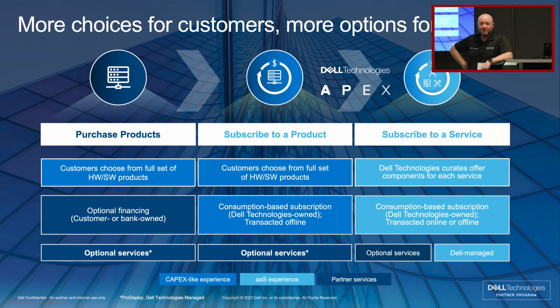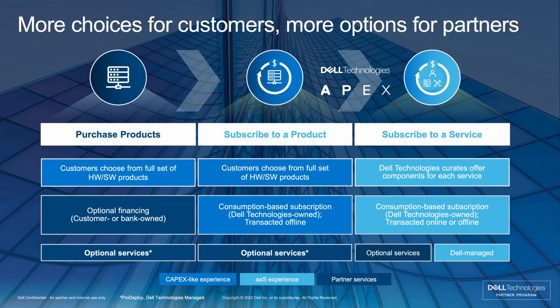What does that mean? Well, you can either purchase products through Apex, you can subscribe to products through Apex, you can even just subscribe to a service through Apex. And when we're talking hybrid multi-cloud, we have platforms called Apex Cloud Platforms, which are based around currently Azure or Red Hat OpenShift. And they will give you the hardware to run these hybrid cloud environments on an Apex subscription, with the underlying hardware being Dell hardware.